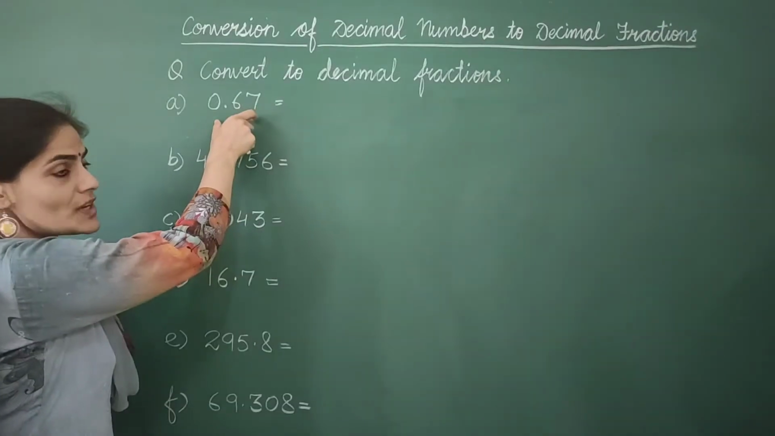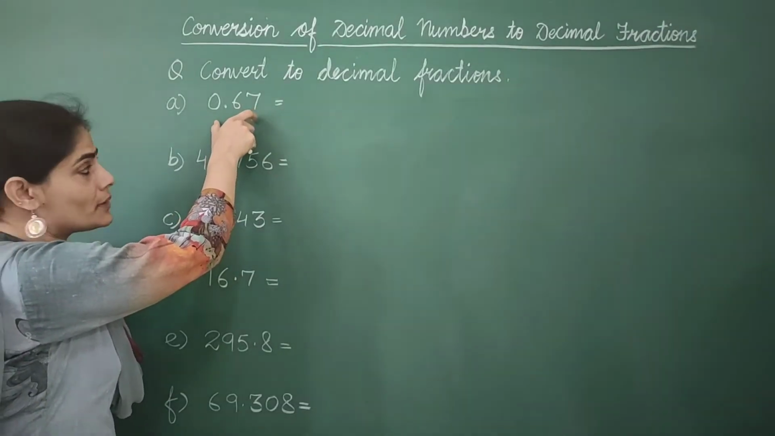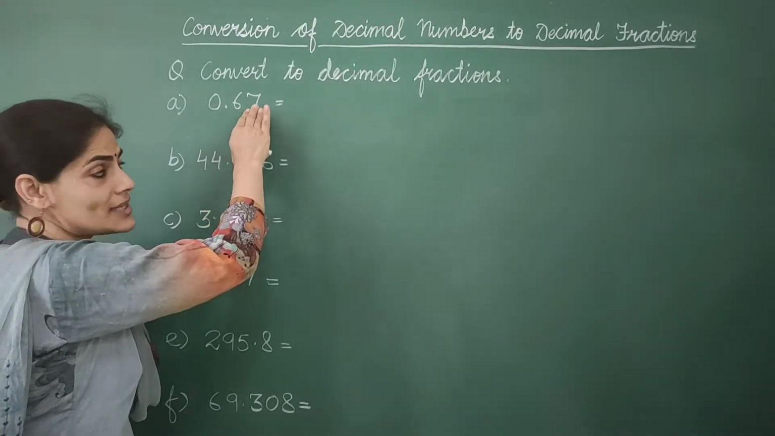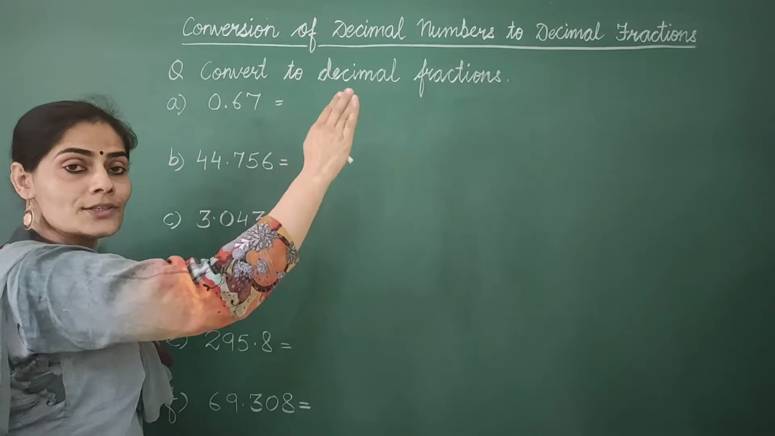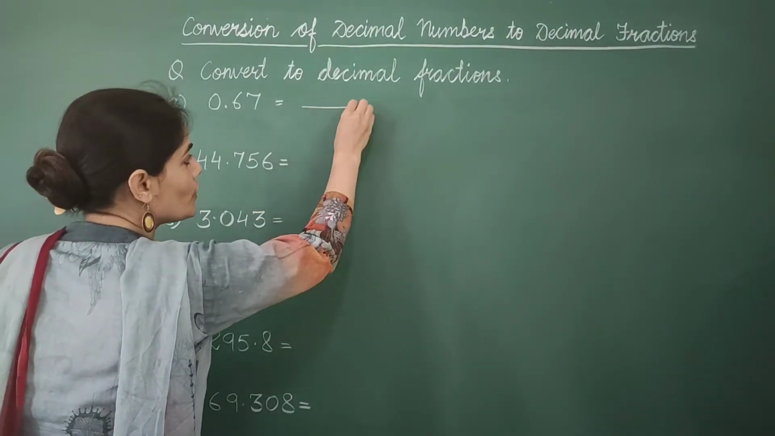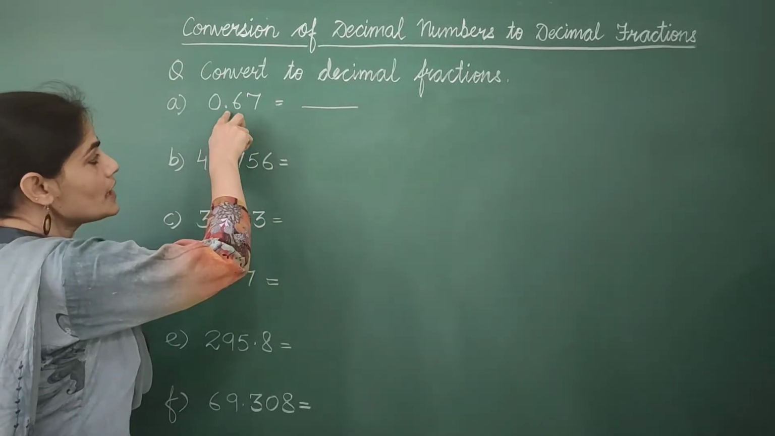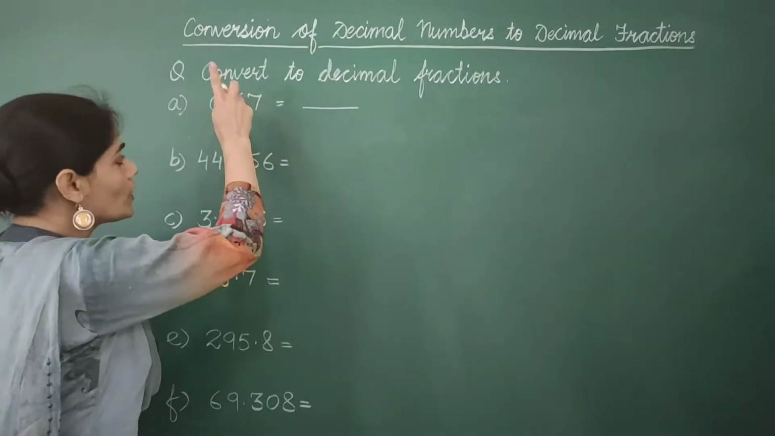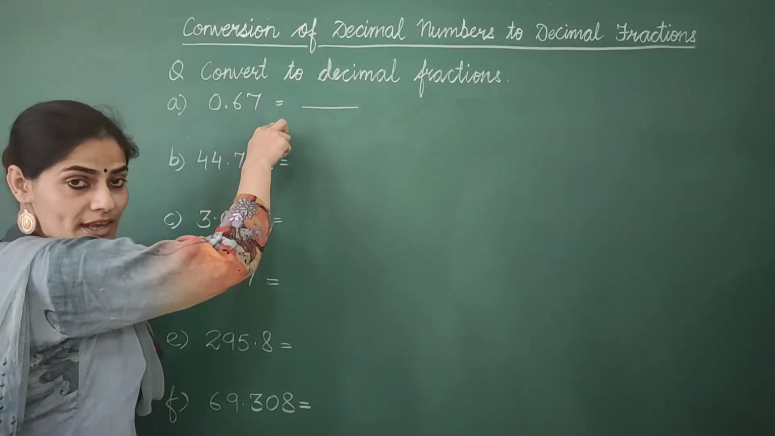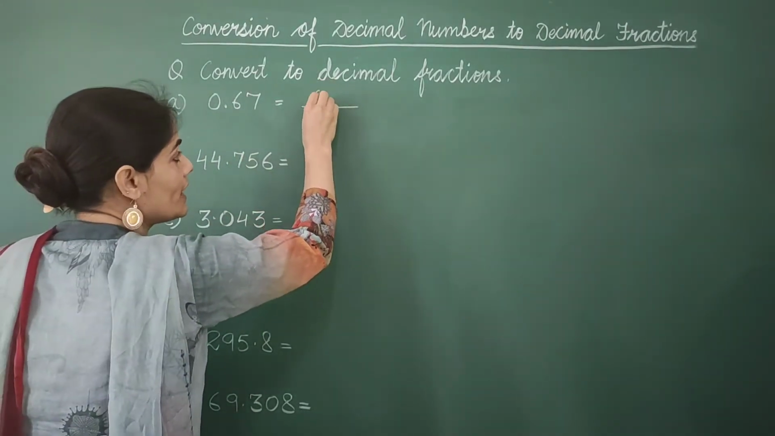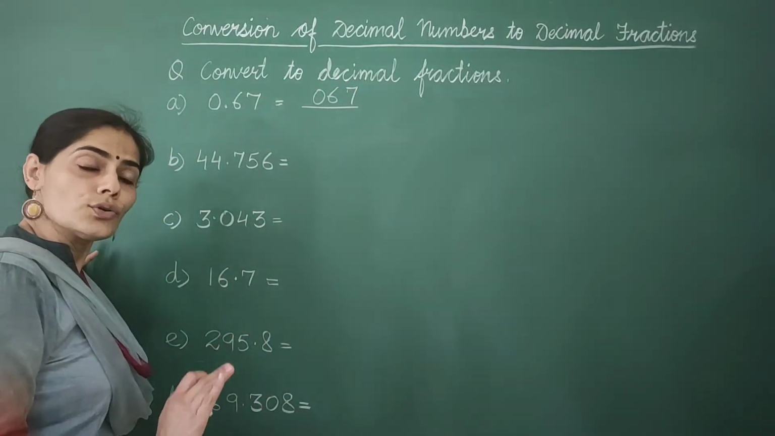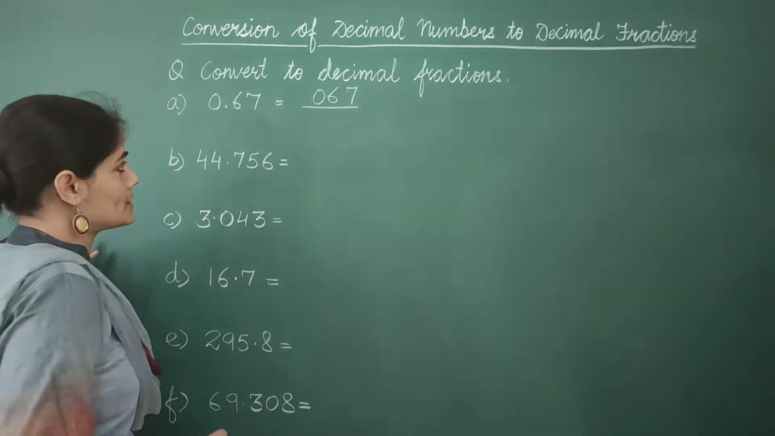Now, the digits which are here in this decimal number, you forget about the decimal and write these digits as it is at numerator's place. So let's do that first of all. This is 0.67. I forget the decimal, then what am I left with? 067. So it's up to me whether I write 067 or I just write 67. Both ways it's going to be correct.